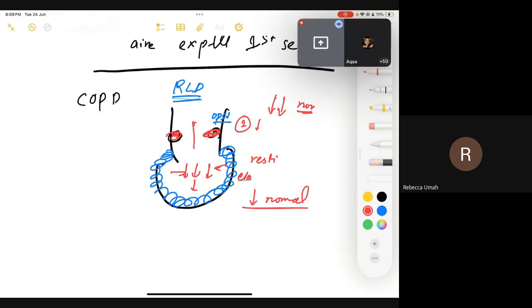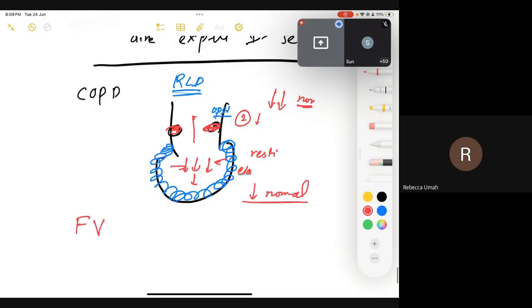Is it clear? Yes. All right. So the next thing is forced vital capacity. What is forced vital capacity? Do you guys have any idea?